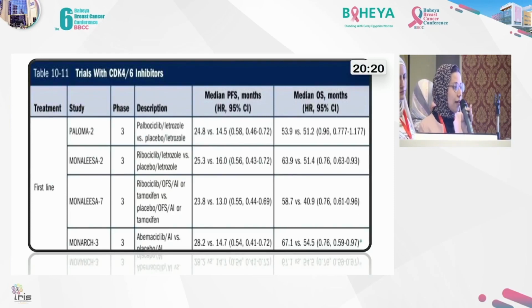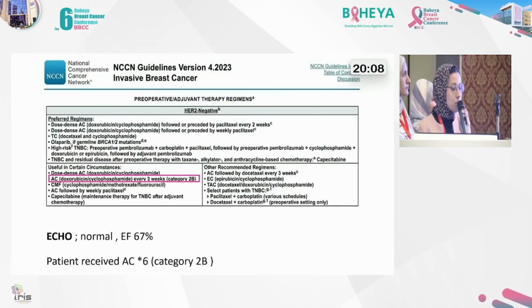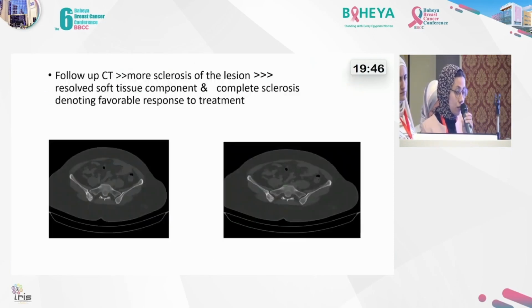Many trials were done regarding first-line CDK4/6 inhibitors, such as MONALEESA-2, MONALEESA-7, and MONARCH 3, which all showed benefit in progression-free survival and overall survival of more than 10 months. As regards Bahia Hospital, where CDK4/6 inhibitors were not available, we decided to give the patient AC by 6, which is mentioned as neoadjuvant treatment, category B, in the NCCN guidelines.